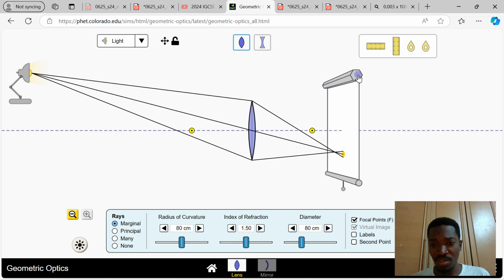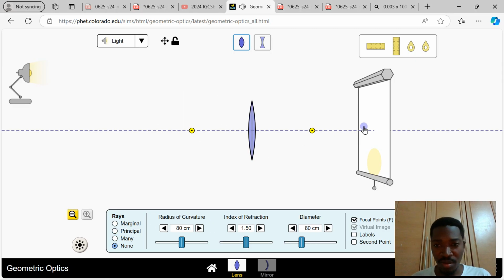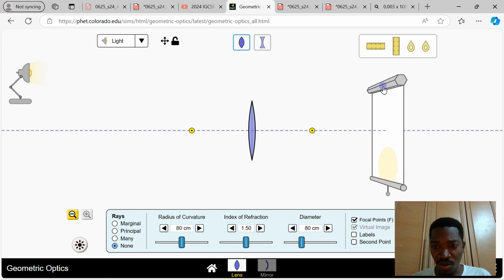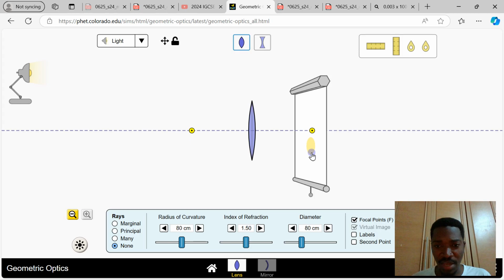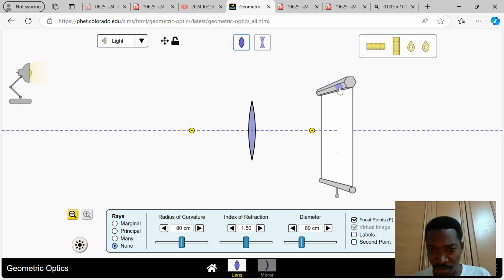So here you can see where the rays cross each other. Where those rays cross each other represents the position of the image. So you continue to move the screen until you have a sharp image. Keep your eyes on the image that is formed. Continue to move your screen back and forth until a sharp image is formed.